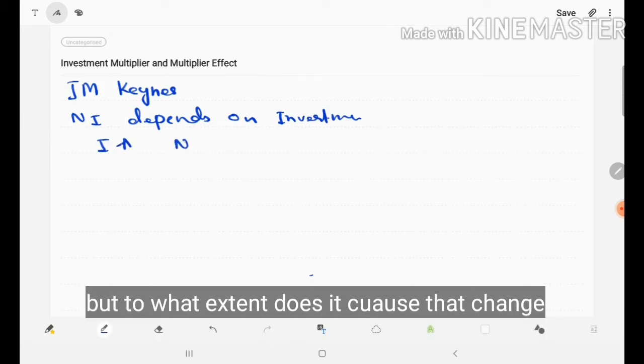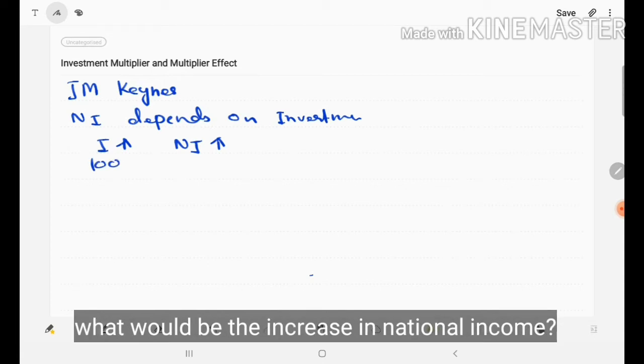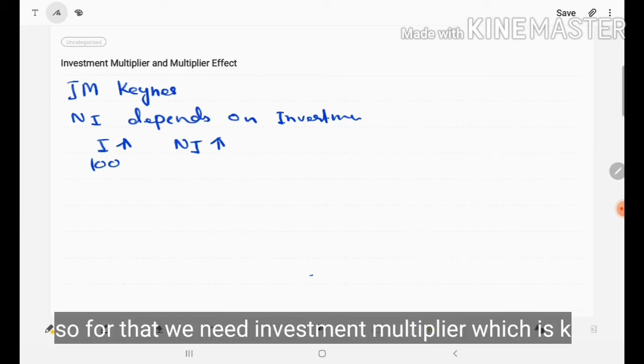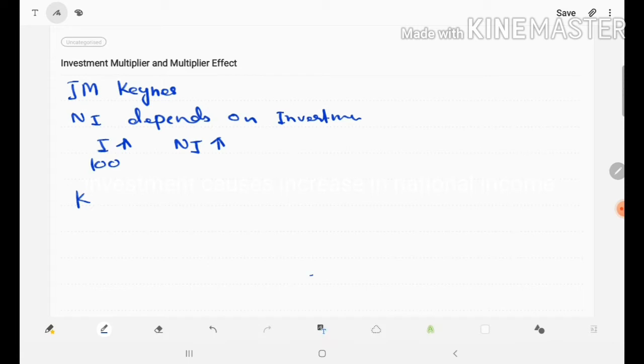But to what extent does it cause that change? Let's say there is a 100 increase in investment, what would be the increase in national income? For that we need the investment multiplier, which is K. It shows us the extent to which investment causes an increase in national income.